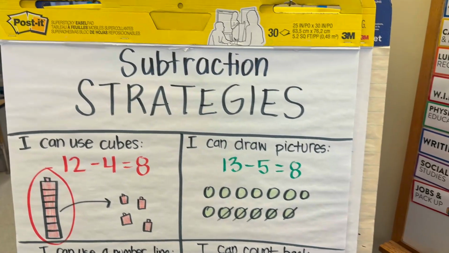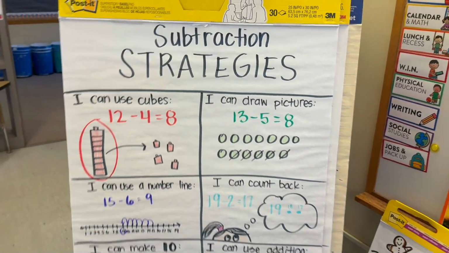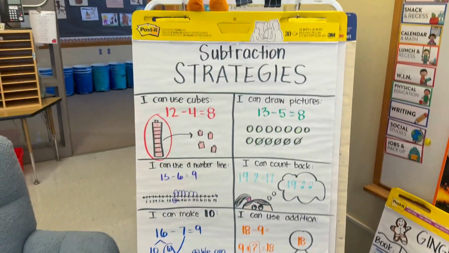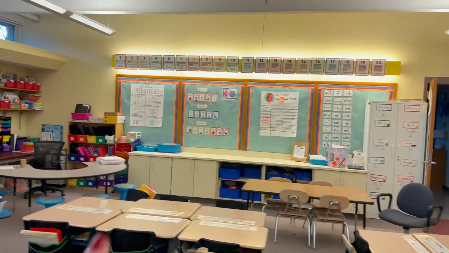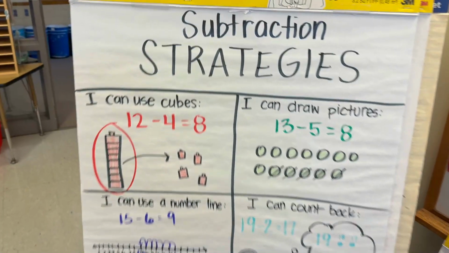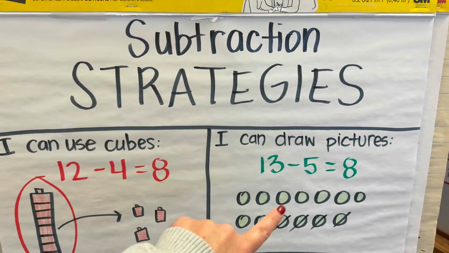Here is the anchor chart we have, subtraction strategies. I have 6 different strategies that we really focus on, and it is set up in a similar way to my addition strategies one over in the back. So the first 2 we have are I can use cubes and I can draw pictures.